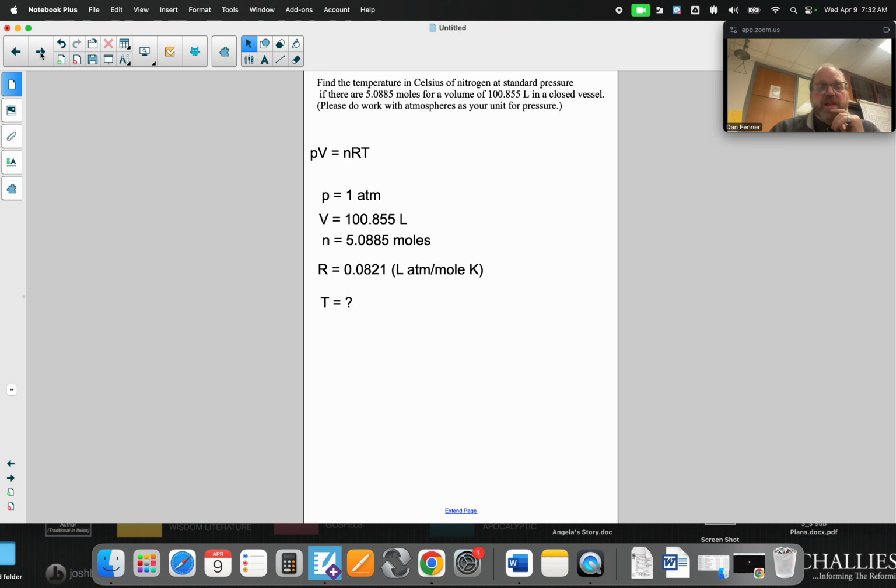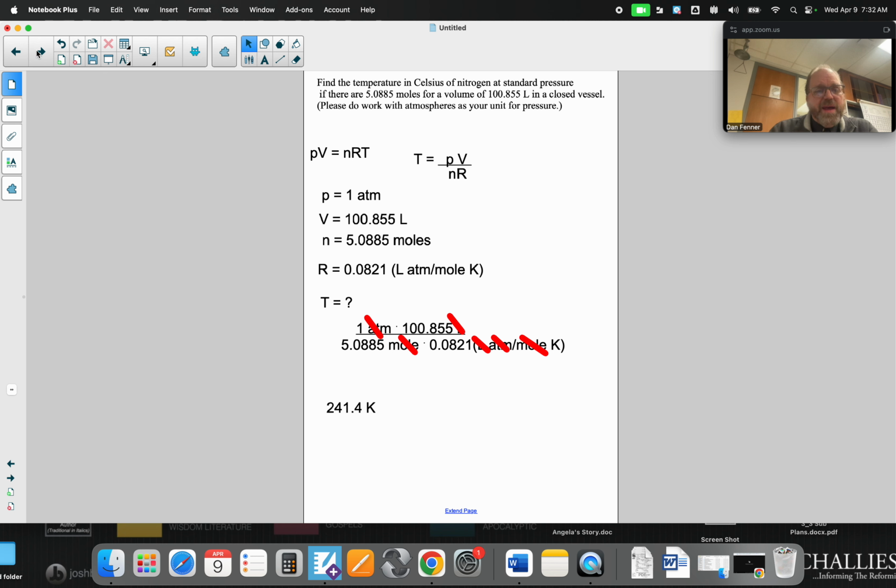All right, so let's take our given equation. Opposite from T, P and V are multiplied by R, so when we move them to the opposite side they're divided, and we get the equation T is equal to PV over nR, and then put our values in. So we take 1 atmosphere times 100.855, put those in the calculator, hit equal, divide by 5.0885 moles, hit equal, divide by 0.0821, hit equal, and we get our units cross out. We're left with Kelvin.